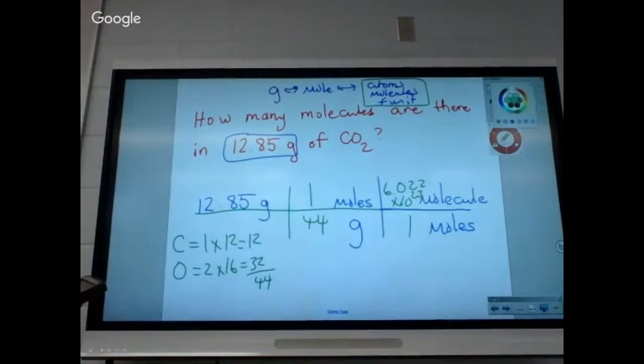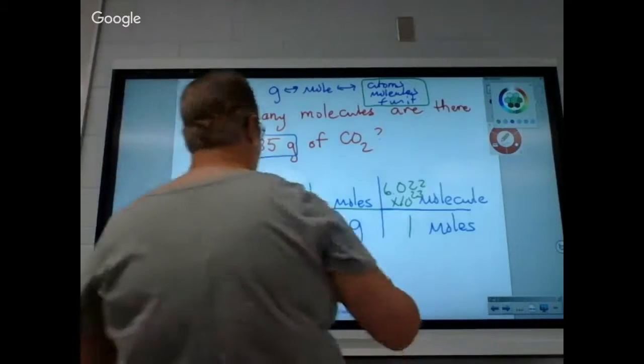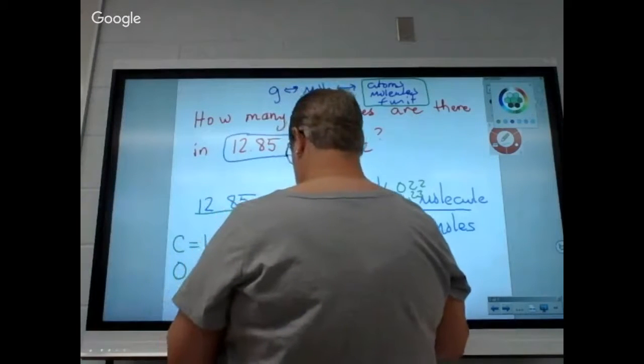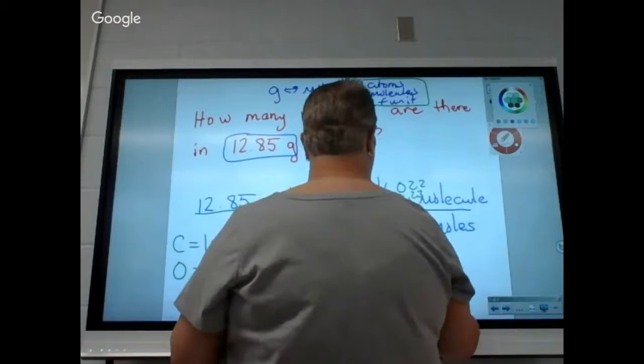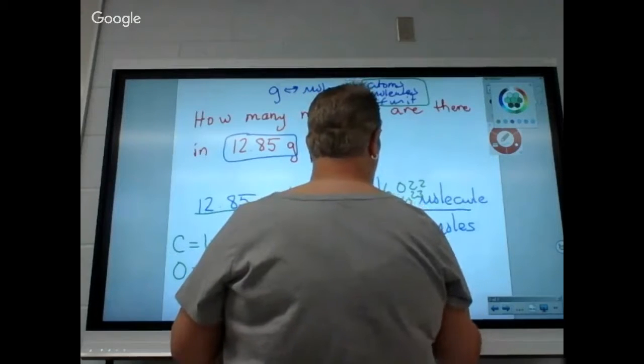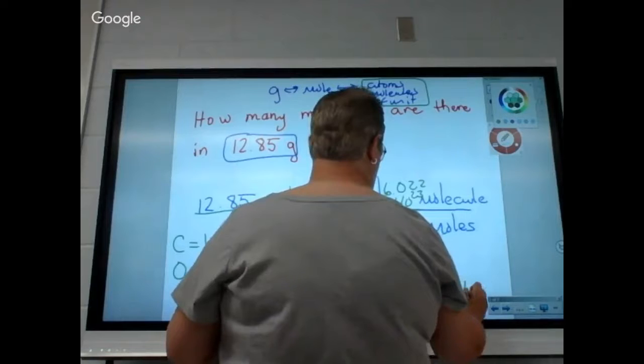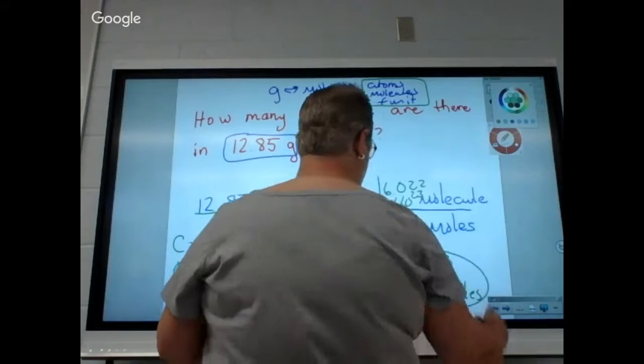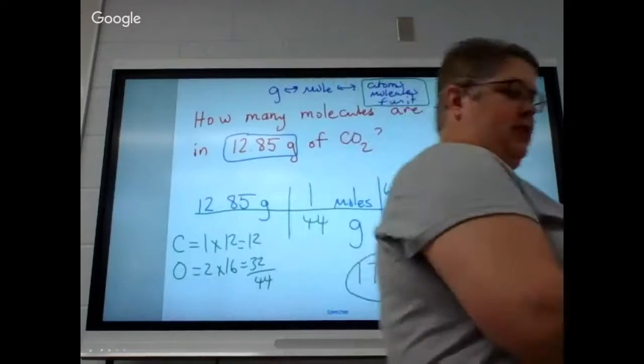So all we have to do is multiply and divide. 12.85 times 6.022. I got 1.758 times 10 to the 23rd molecules. Questions?